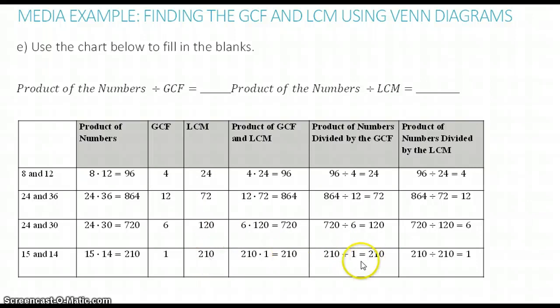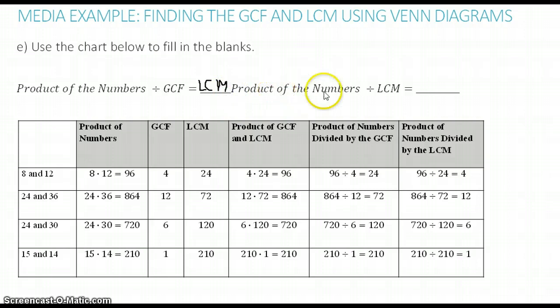Okay? And this should make sense based on the Venn diagram, because the Venn diagram represents all of the factors of the two numbers, but the greatest common factor, we only put in one set of those prime factors. So if we divide the product by that, that would be the least common multiple. So product of the numbers divided by the GCF equals the LCM.